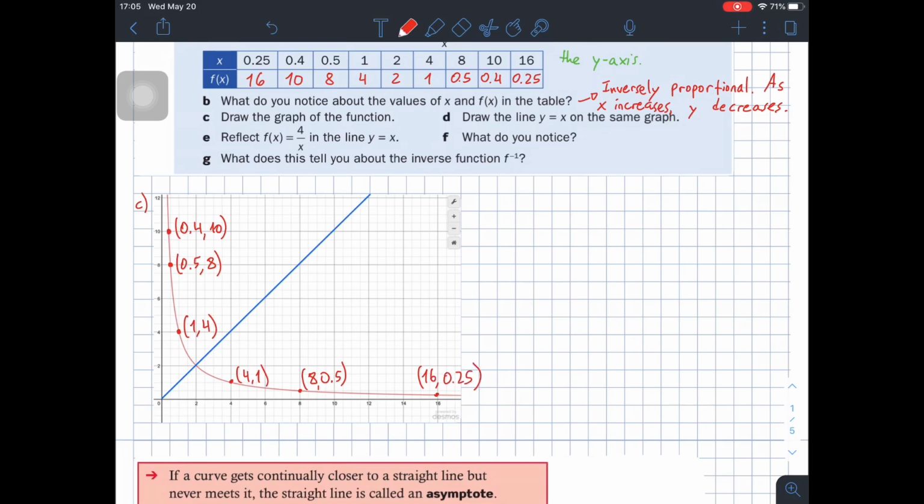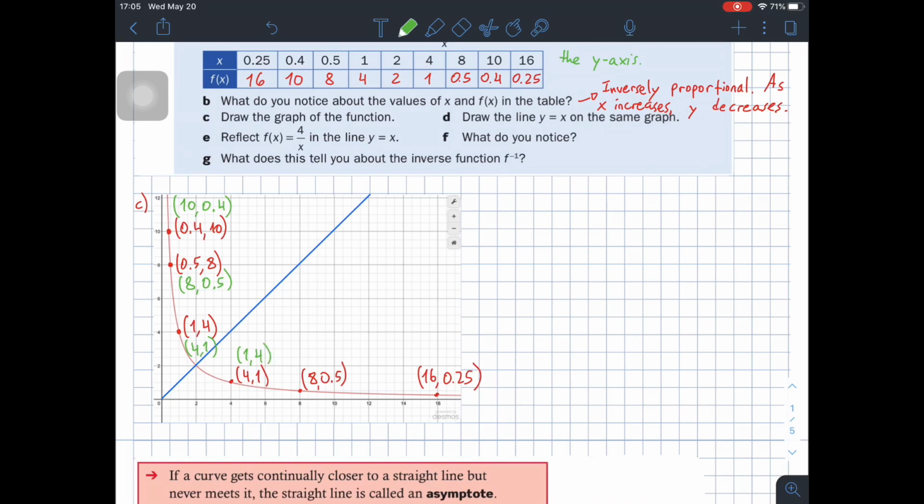Now, pay attention. If we want to find the inverse, remember the process is that we need to flip the points, right? So instead of this, we're going to write 10, 0.4. Then this one would be 8, 0.5. This one would be 4, 1. Then this one would be 1, 4.